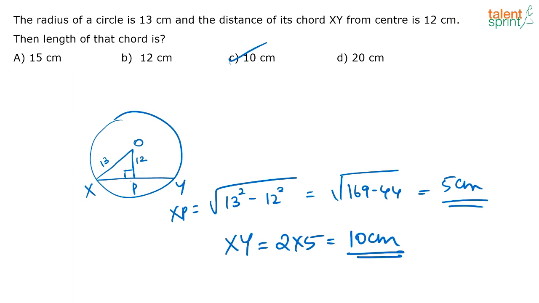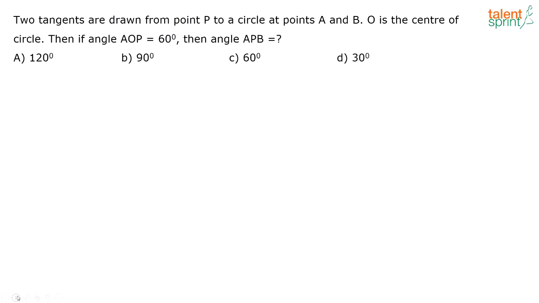Okay. Now, the next question is there on your screen. Try this next question. This is on tangents. Two tangents are drawn from point P to a circle at points A and B. O is the center of the circle. Then if angle AOP is 60 degree, then angle APB is equal to dash. See again, generally now one more concept that you need to know when it comes to triangles is what is congruency and what is similarity of triangles, okay.